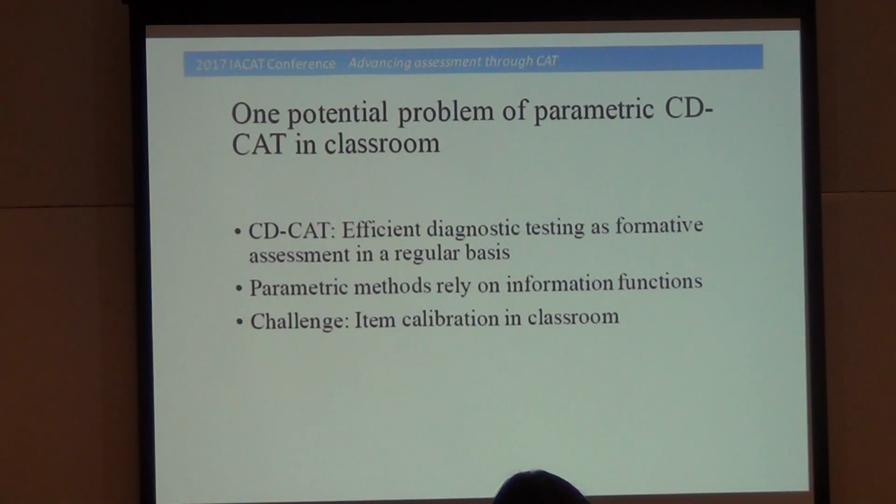But the problem is that sometimes we don't have a large sample to guarantee the quality of item calibration, and it will cause a problem that the information indices cannot be calculated accurately, so the item selection wouldn't be optimal. So our non-parametric CDCAT procedure can be a good choice because it doesn't require any item calibration.